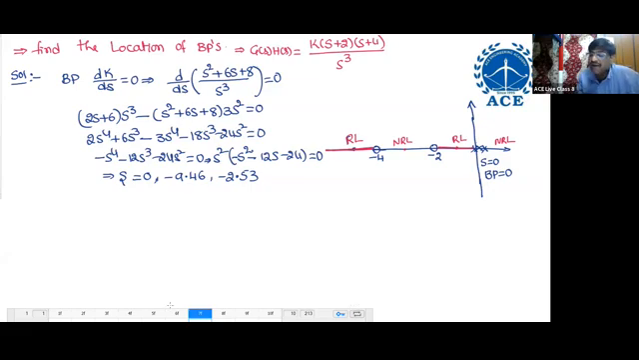So what are the valid breakpoints? 0 is a valid breakpoint. Next, minus 9 point something, here somewhere. This is minus 9.46. It is a valid breakpoint. Minus 2.53 is an invalid breakpoint, because it is not on the root locus. Centroid minus 1.33, calculate correctly.